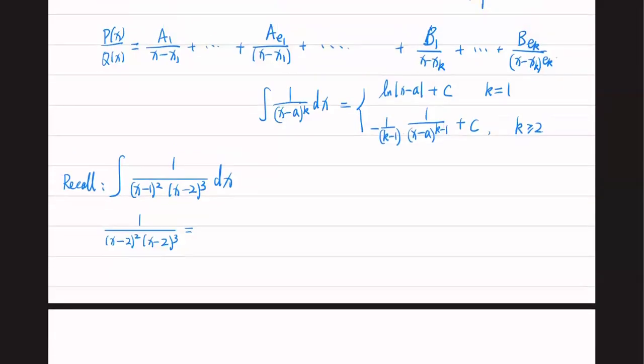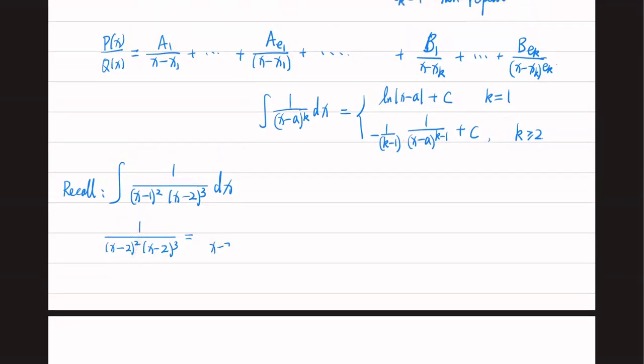The first factor appears twice, so there will be 2 of them. I copied it wrong. Okay, let me correct. It would be x minus 1, A1. Then the second factor appears with the cubic power, so there will be 3 indeterminate coefficients.